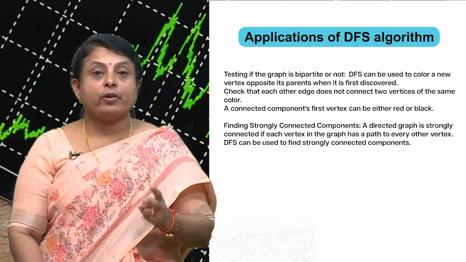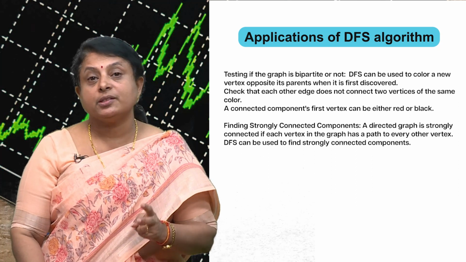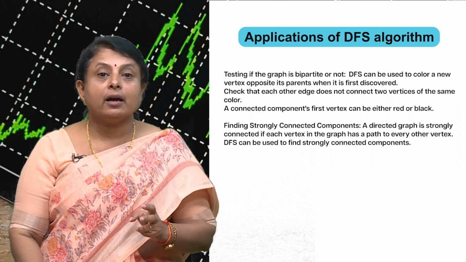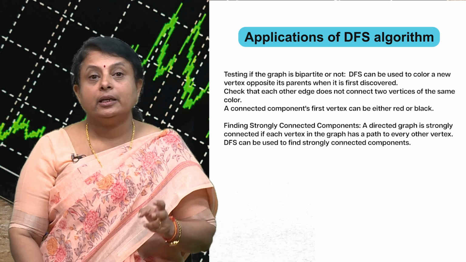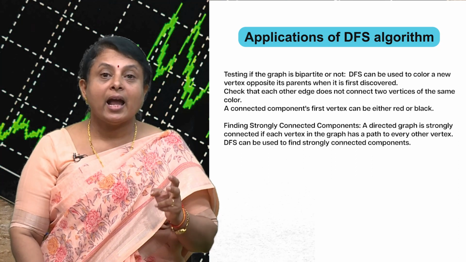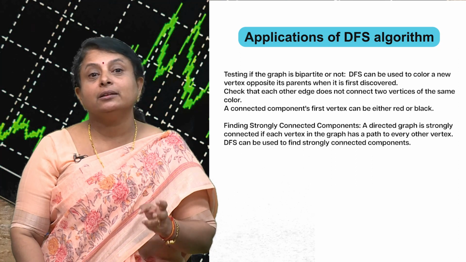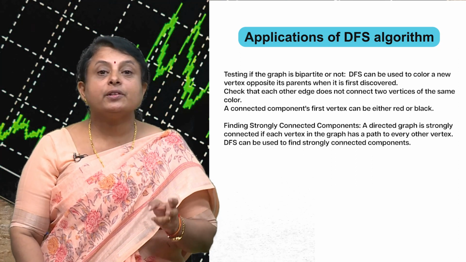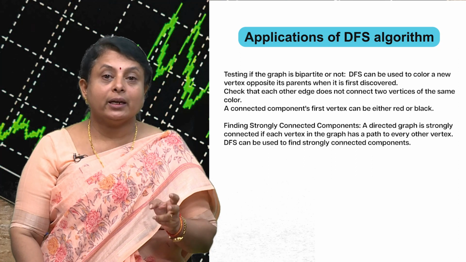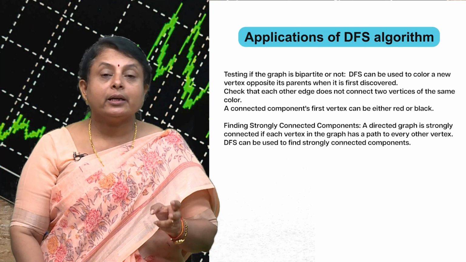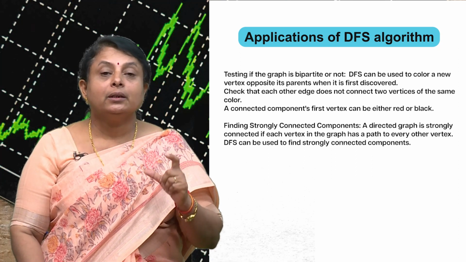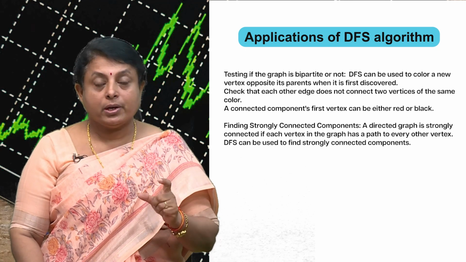DFS can be used for finding strongly connected components in a graph. A directed graph is strongly connected if each vertex in the graph has a path to every other vertex. DFS can be used to find strongly connected components. In the case of the DFS algorithm, the connected components only can be traced using the DFS. So, whether a graph is connected or not can be determined by using DFS algorithm.